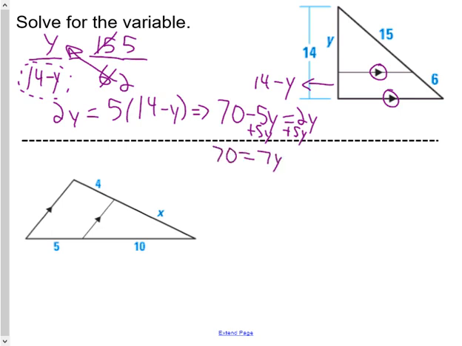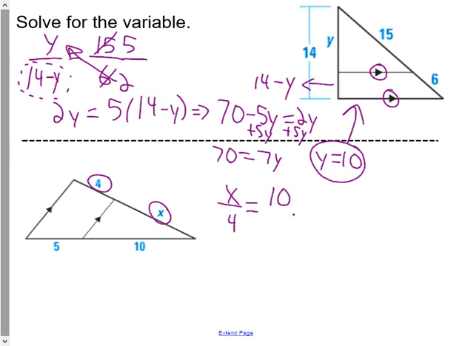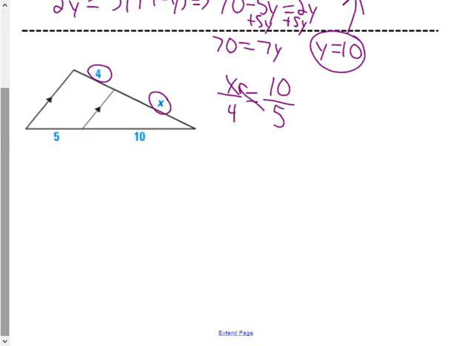We're going to go down the bottom, and y is equal to 10. And we're going to arrow back to where that will work. On the bottom, x over 4 equals 10 over 5. And again, you can always simplify. These numbers are a little smaller, so it's okay just to cross multiply and divide. 5x is 40, and divided by 5, 40 divided by 5 is 8, so x is 8.